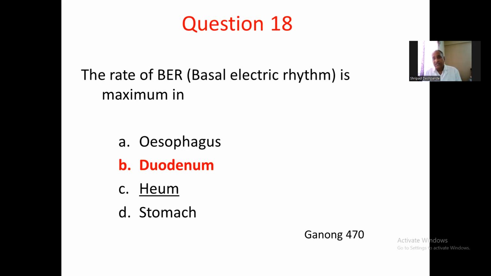Now, the main attention diverter is the ileum. The student may get confused here, so they may even go for a challenge. The ileum is not a word available in the medical literature.